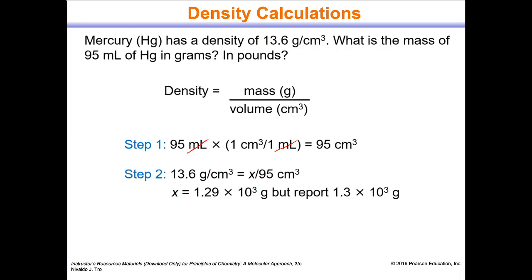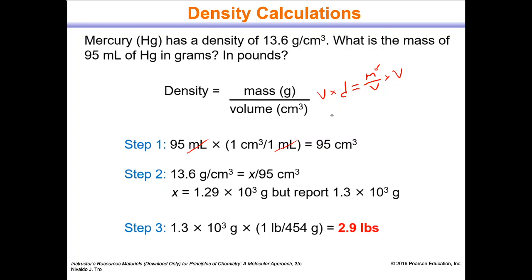Now we want to actually solve for our mass. The way we're going to do this, remember that we have D is equal to M over V. What we want is to solve for M, so we'll multiply both sides times volume. What we have is volume times density is equal to mass. In other words, mass is equal to volume times density.